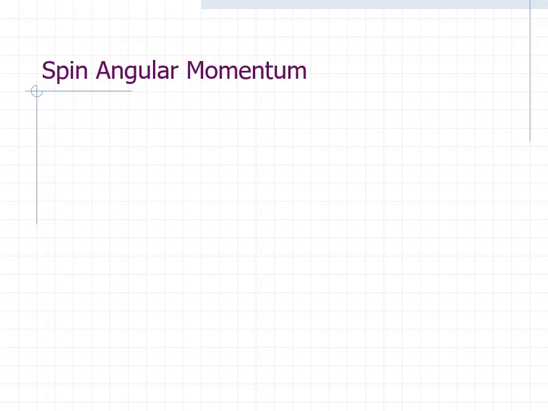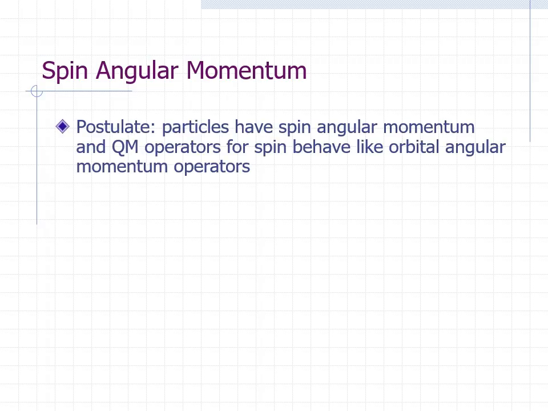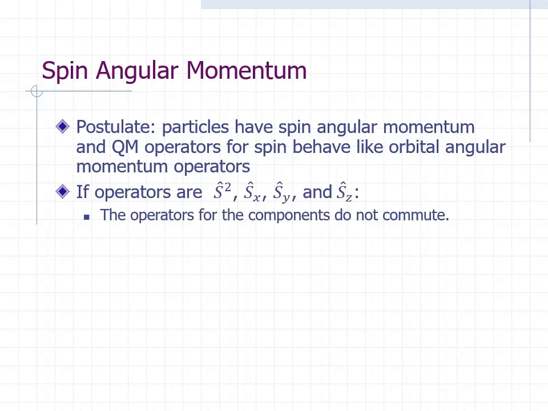Let's look at how spin is treated mathematically in quantum mechanics. We postulate that particles possess spin angular momentum and the operators associated with spin obey relationships that are analogous to those for orbital angular momentum. If we represent operators for the square of the magnitude and components of spin angular momentum as S squared, S sub x, S sub y, and S sub z, then the individual components of spin do not all commute with one another.